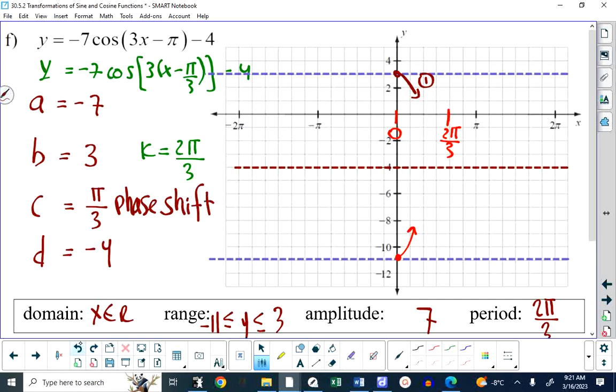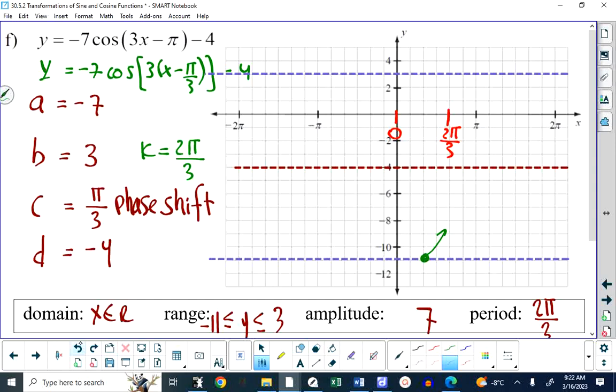Since the phase shift is pi over 3, it's going to start here going up. So now what we have to do is, from that green point, again, this is where it would start up top if A were positive and there were no phase shift. The red line at the bottom is where it would start if A was negative and there's no phase shift, but there's a phase shift of pi over 3 to the right. The period is 2 pi over 3.